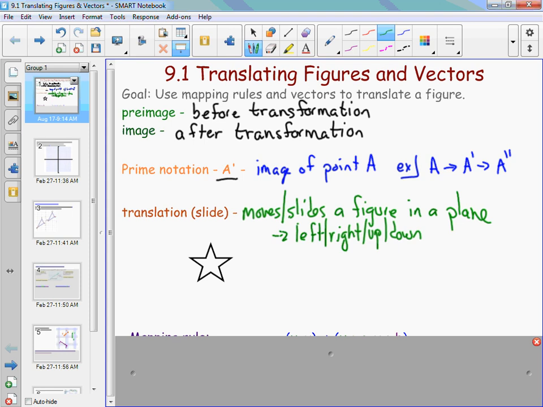So for example, I have this star. If I take this star and pull it, now I have translated it. And we mark the translation with that line. And this would be to the right and down.